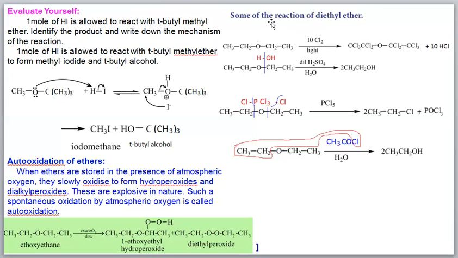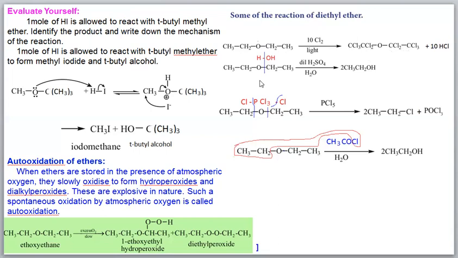Now some of the reactions of diethyl ether. Diethyl ether reacts with chlorine in light. What will happen? All the hydrogen atoms, 5 on this side and 5 on the other, so 10 hydrogen atoms, combine with 10 chlorine to form 10 HCl. Then the remaining 10 chlorine will join in place of hydrogen. So this compound is called perchlorodiethyl ether.